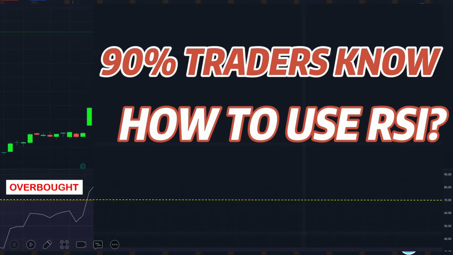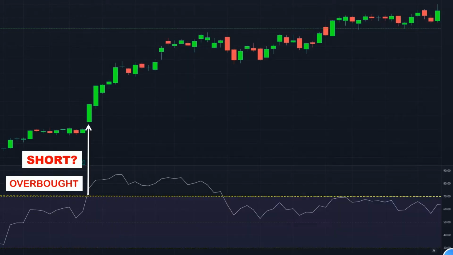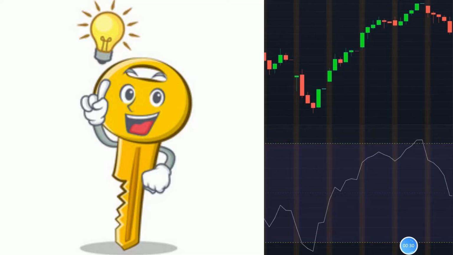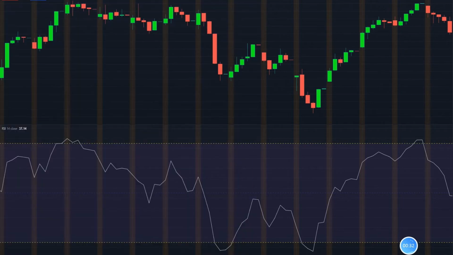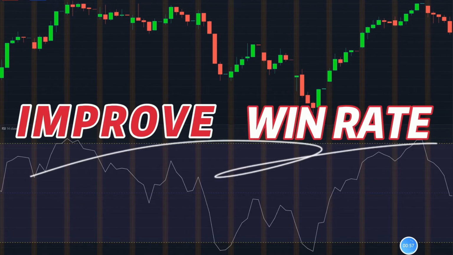90% of traders know how to use the RSI indicator, but why do you lose money every time you short in the overbought condition and buy when the price is oversold? Because you just know the common usage of RSI but don't know the key point of it. In this video, I will explain the most important point of RSI from the practical experience aspect, which could help you to highly improve your trading win rate.